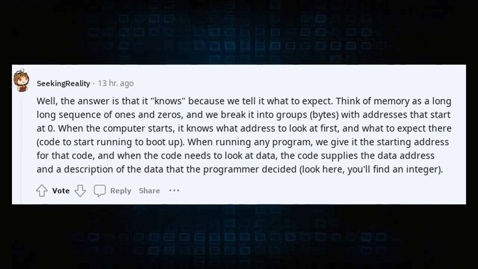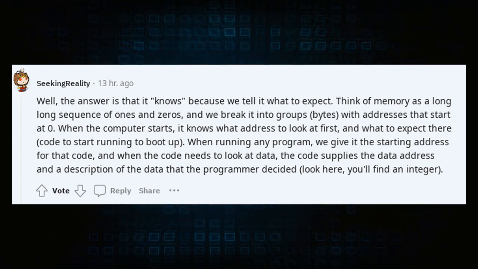Well, the answer is that it knows because we tell it what to expect. Think of memory as a long sequence of ones and zeros, and we break it into groups, bytes with addresses that start at 0. When the computer starts, it knows what address to look at first, and what to expect their code to start running to boot up.